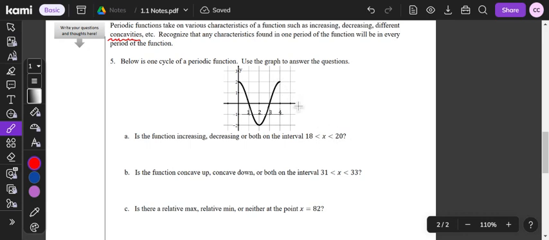So imagine I was to extend this pattern all the way over here. It's asking me between 18 and 20, am I going up? So increasing, remember this is going up. Decreasing, this is going down. Or do I do some combination of both? Do I go down and then up? Do I go up and then down? What am I doing?